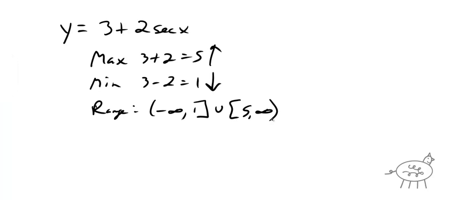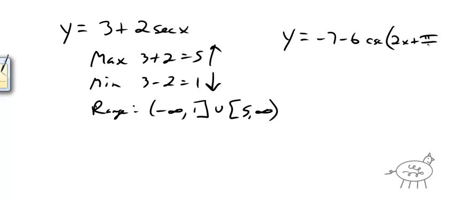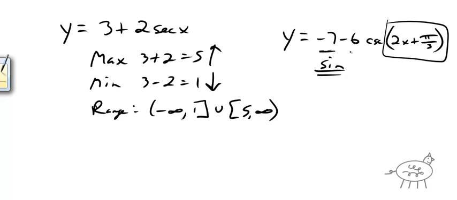Again, you're just getting your max and min. So let's do one last one over here. y is equal to -7 minus 6 cosecant of (2x plus pi over 3). Remember, this doesn't mean anything when we're talking about range. It does when you're talking about asymptotes, but not about range, because it's just high and low. So again, we're looking at a sine graph, and you're starting out at -7 and you're going down 6 and up 6 from there. So -7 minus 6 is -13, and that's our min. And -7 plus 6 is -1, and that's our max.